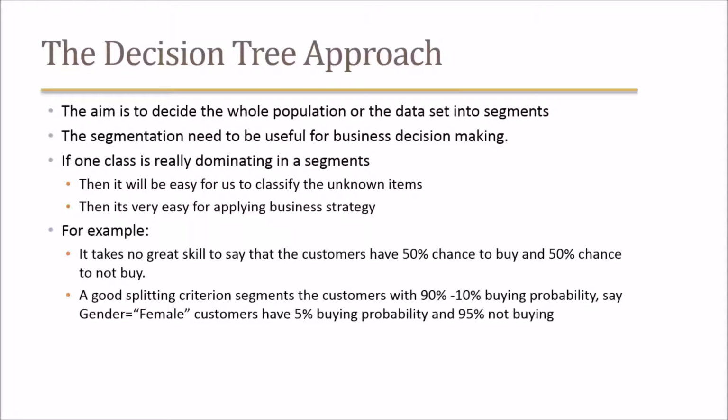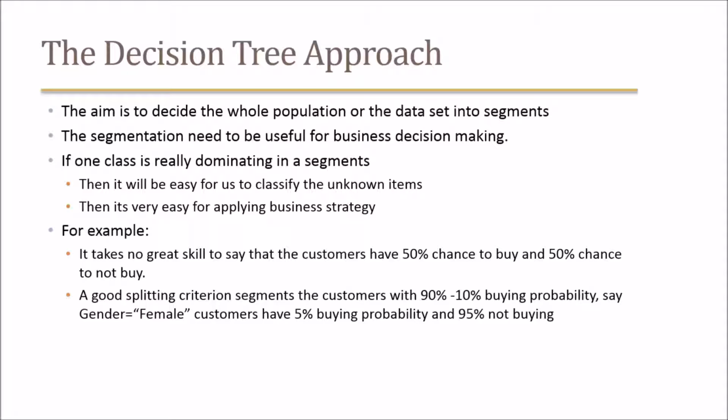strategy. For example, it takes no great skill to say a customer has a 50% chance of buying, 50% chance of not buying. Anybody can say that there is a 50-50 chance of buying or not buying. A good split is like this. We give one particular segmentation criterion and say that gender equal to female customers, they have 5% probability of buying, 95% probability of not buying.